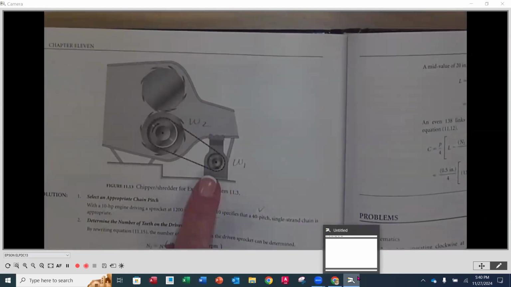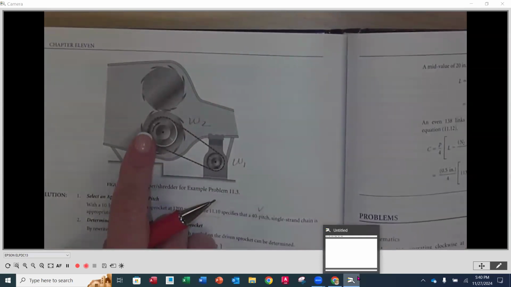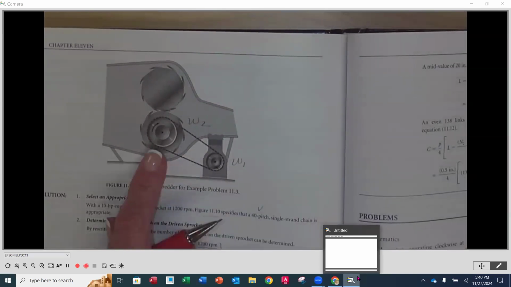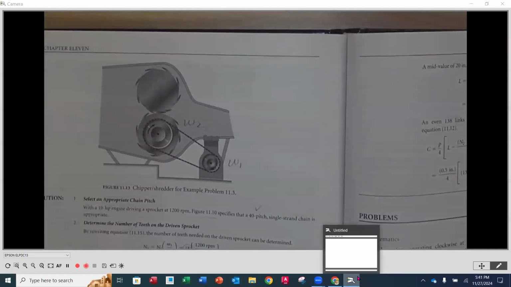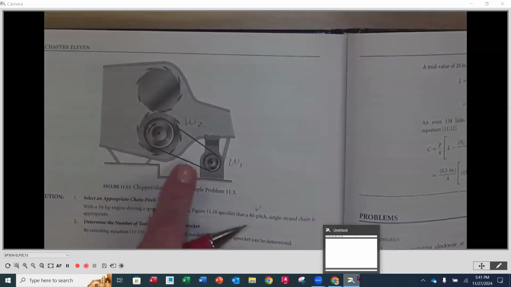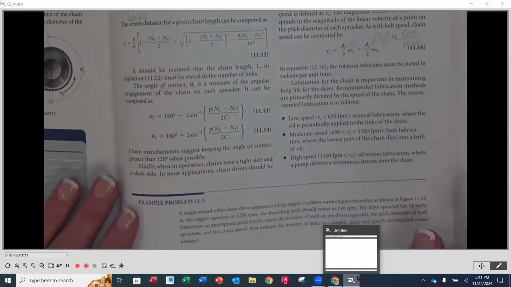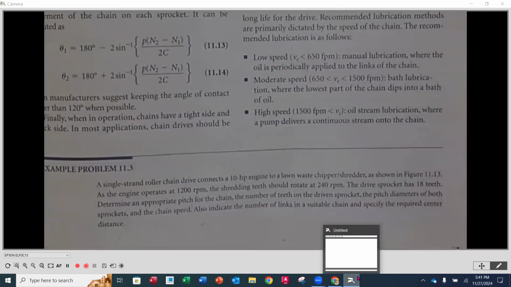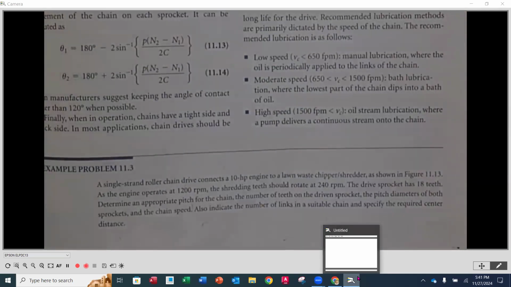Okay. So we've got a chain drive for a chipper shredder, and it's going to be coming off of an engine. Our drive is going to be down here, so this is our W1. And then our W2 is the driven machine, the chipper shredder, and we are going to be designing the chain drive for this element. So if we look in detail at the problem statement, we can see how we're going to proceed and what we're going to be looking for.